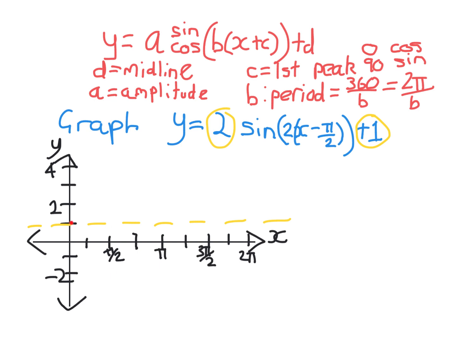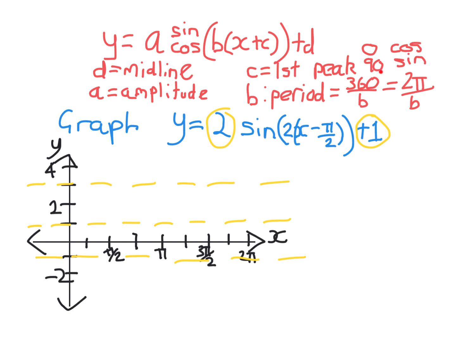So the midline's 1. The highest value, the peak of this graph, will occur at 1 plus 2, 2 up from the midline. So here at 3, this is where the graph will reach a peak. And then the lowest value that this graph will take is 1 minus 2, 2 down from the midline, which is down here. That's what's called the nadir of the graph. So this graph will live between this line and this line. It'll go up and down, up and down, up and down. But we still need a bit more information. We need to know where the peaks are.